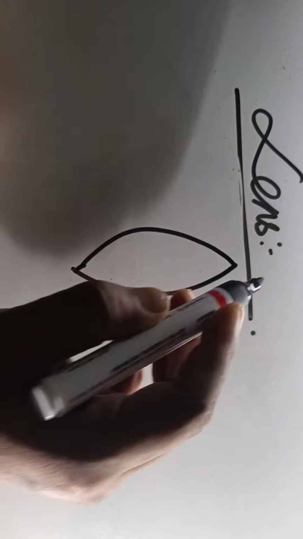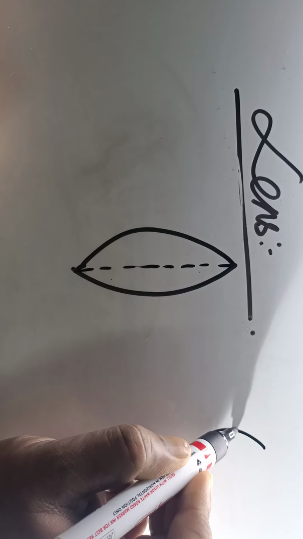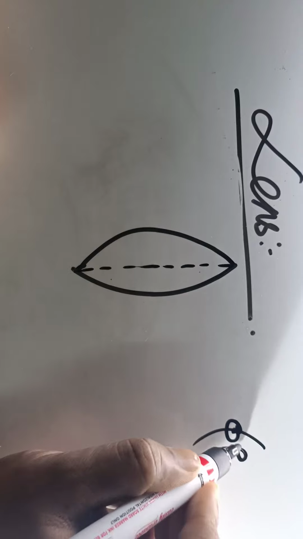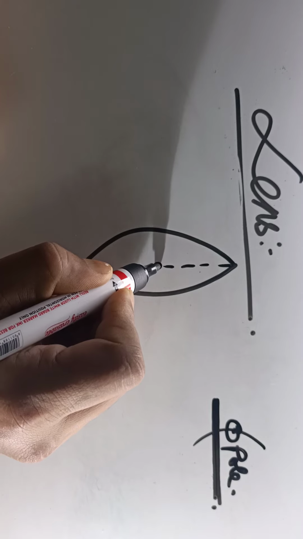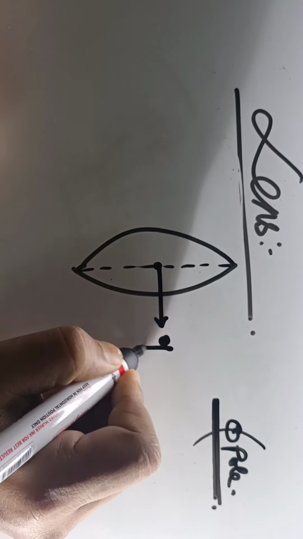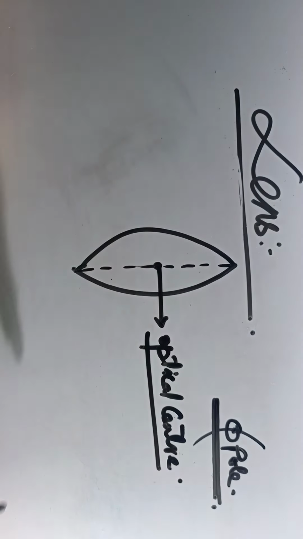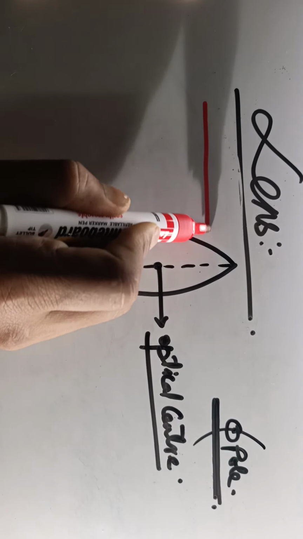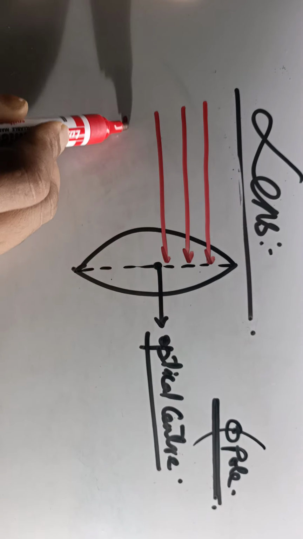Now in case of convex lens, if you take the case of mirror, just to take you back, the central point was called the pole, if you remember. Whereas if you take the case of lens, the central point is called an optical center. Please keep that in mind, optical center. Now in case of lens, all the rays of light traveling parallel to the lens, you know what is going to happen?